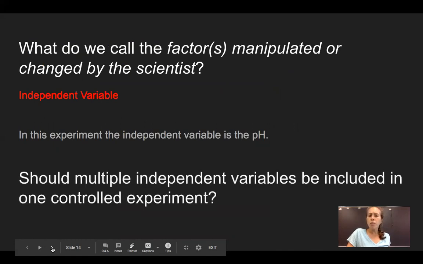Should multiple independent variables be included in one controlled experiment? If I changed pH and amount of water, would I know what was causing my hydrangeas to be different colors? No. So you ideally want to change one independent variable at a time.